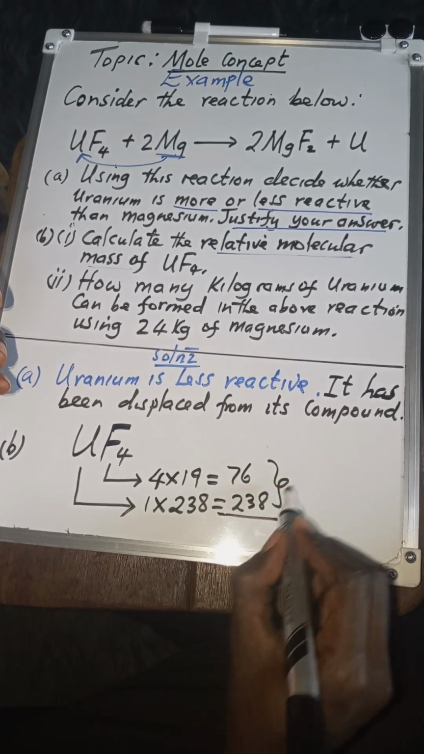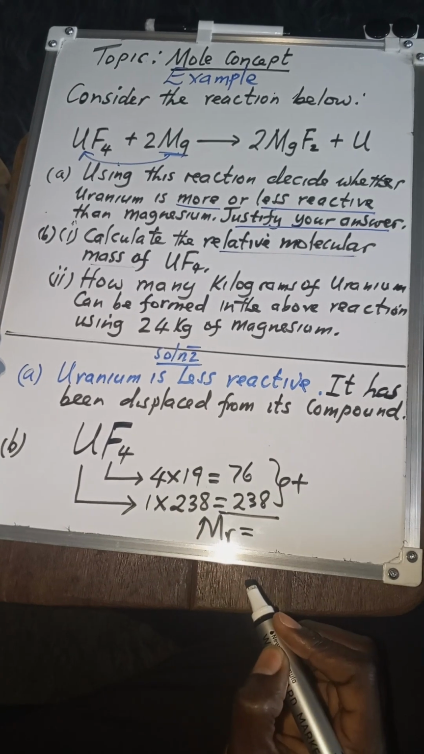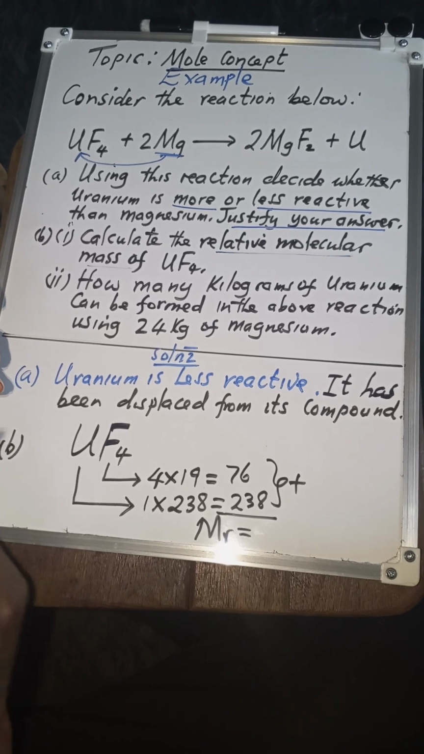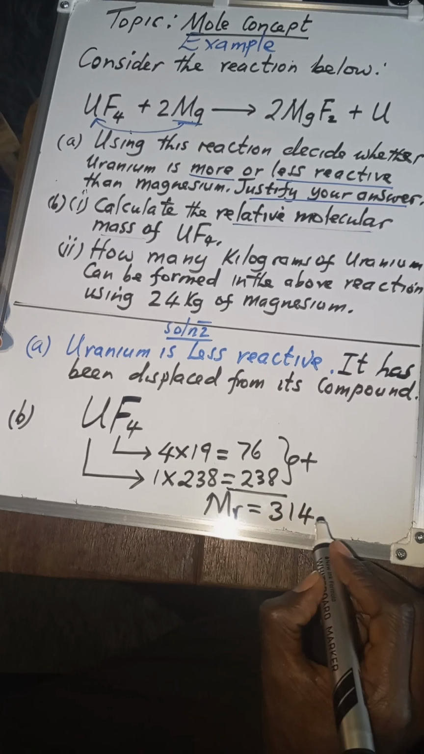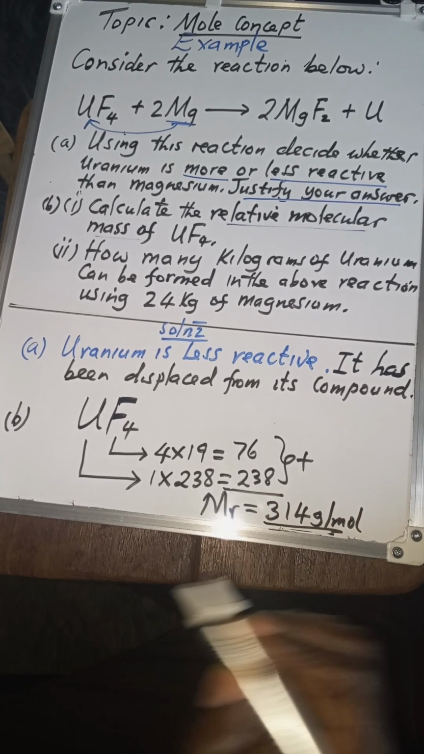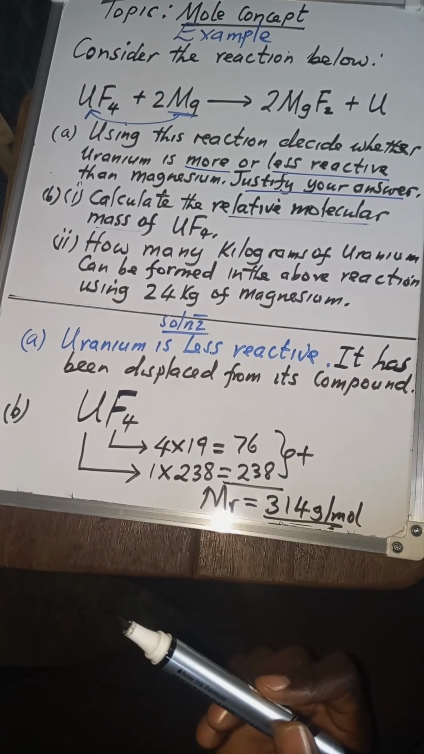So you add these two to give you what we are calling the MR, or the relative molecular mass. So 76 plus 238, that is giving me 314. So this is gram per mole. That's what we mean. So that is the relative molecular mass of uranium tetrafluoride.